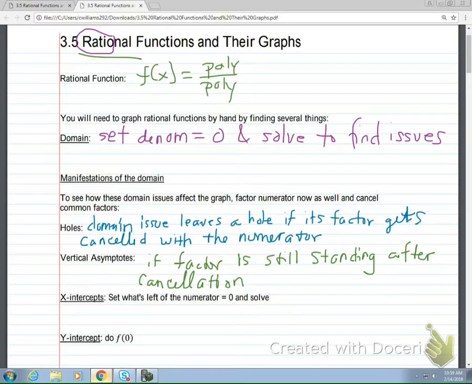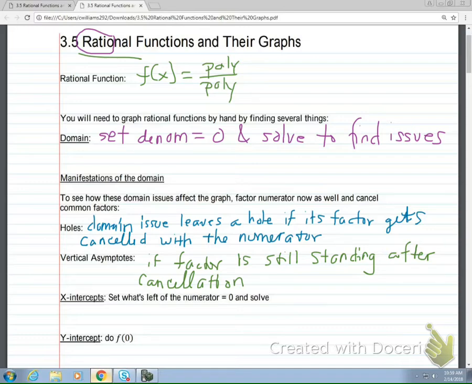All right? Why numerator and not denominator? Denominator equals 0 is something else. That's the domain problems, right? So you've already done that. You've already used that up. So then what would be left would be the numerator. And those would give you your x-intercepts.